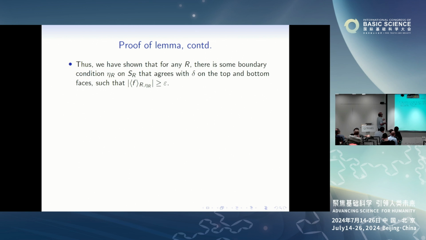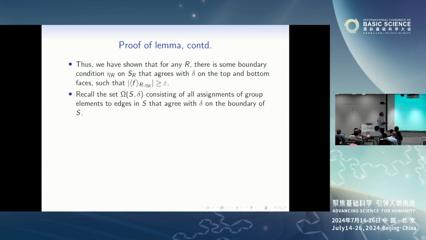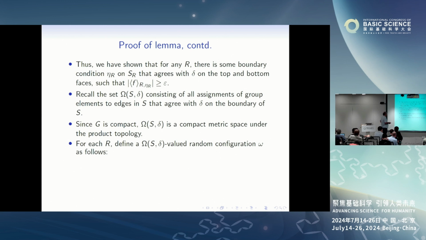Thus we have shown that for any r, there is some boundary condition on this slab that agrees with delta on the top and the bottom, so that there is a vertical chain variable which is bigger than epsilon. Using all the subsequence of subsequence arguments, you can find a boundary condition delta for the infinite slab, and a function f, the vertical chain variable, so that for every r, you can put some boundary conditions on the smaller sides of the slab, and delta on the top and bottom. The top and bottom boundary conditions are not changing, so that this is bigger than epsilon. And then using a compactness argument, you can show that.